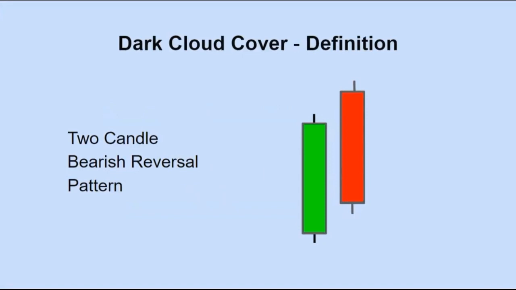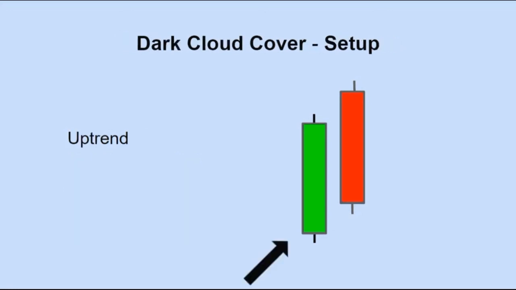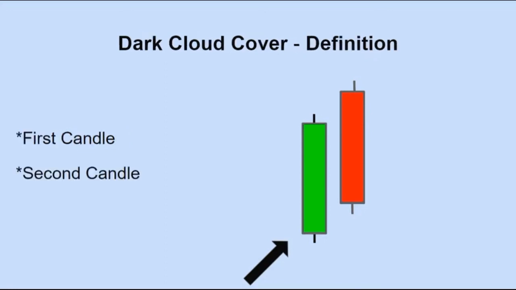The dark cloud cover is a 2-candle reversal pattern occurring at market tops only, making it a bearish reversal pattern. The price action leading to a dark cloud cover must be an uptrend. Ignore the pattern in a sideways or a downward trend. Price must be trending upwards. The first of the candles continues the upward trend, and because it's an uptrend, the candle is green, as bulls continue to drive prices higher.